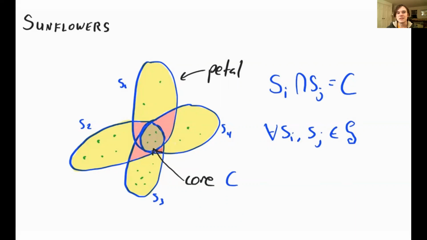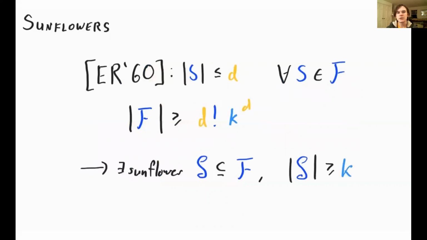So pictorially, it should be fairly clear why we call this a sunflower. These were introduced in the 60s by Erdős and Rado. And what they cared about was certifying that a larger set system has a sunflower inside of it. They showed that if all of your sets have size at most d, and your whole set system has size at least d! times k^d, in other words, if it's sufficiently large, then there is a sunflower inside it, and that sunflower has k sets in it. So you can pick k to be whatever you want, and as long as your set system is appropriately large, you can find a sunflower of that size in there.